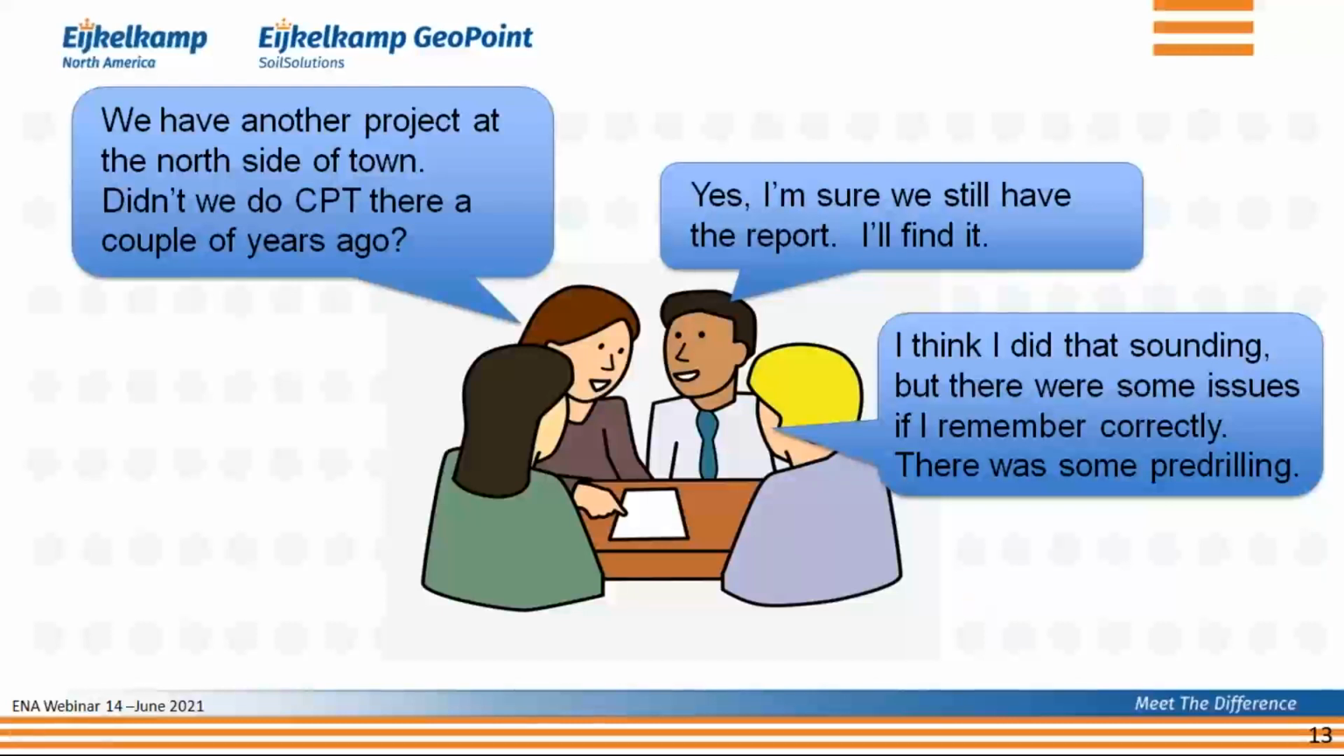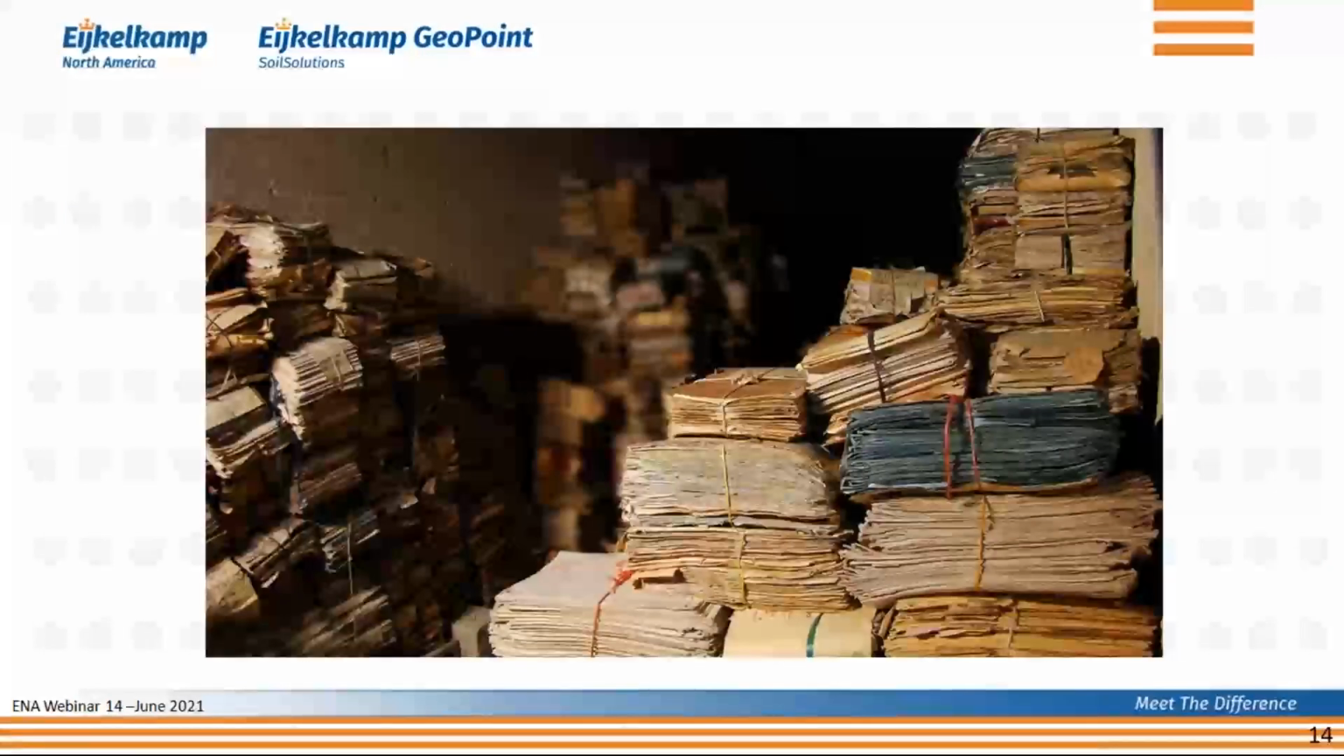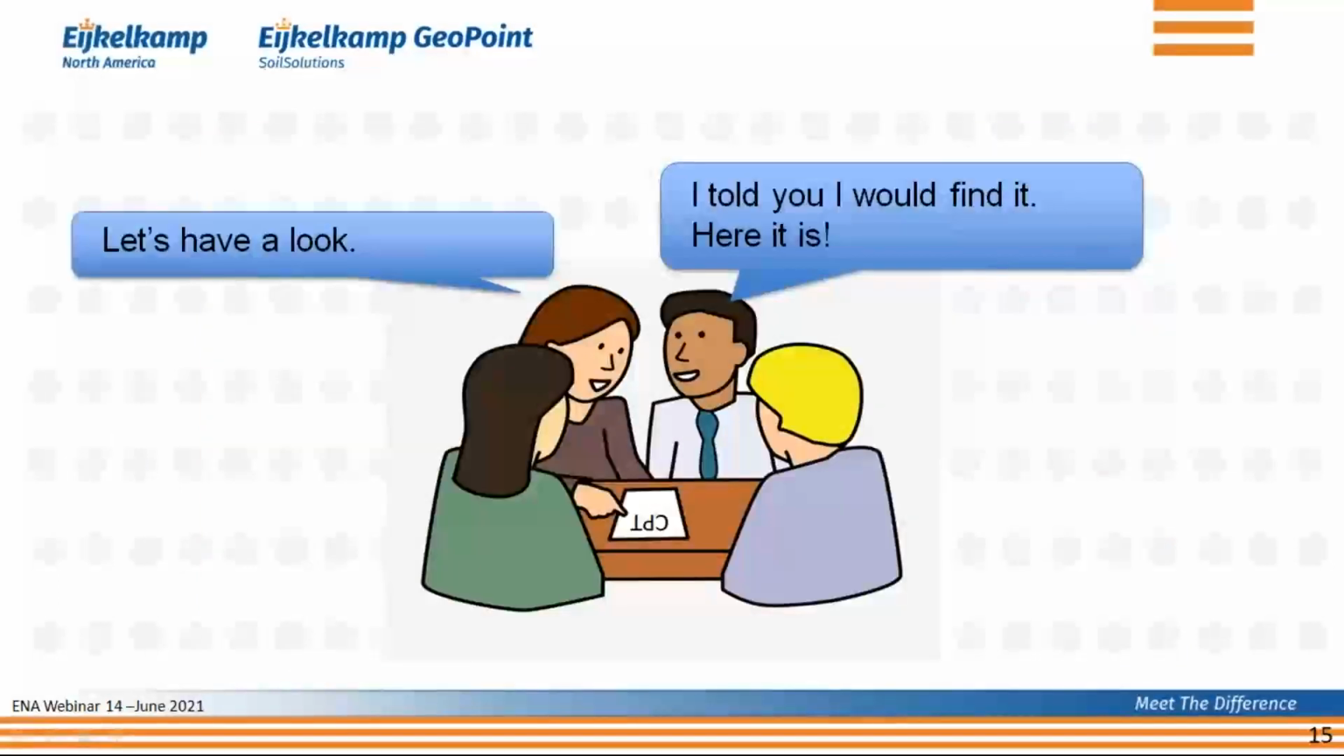So the next thing then is that you go into the archives, and obviously this is not necessarily how we have archives these days anymore, but you get the picture. Trying to find a report among lots of data, whether it's electronic or still in paper form, takes some time, some effort, if you don't have a good archiving system. But in the end, you'll find it, and that's what the person reports back: I told you I would find it. So they're going to have a look at this CPT report that's now on the table.